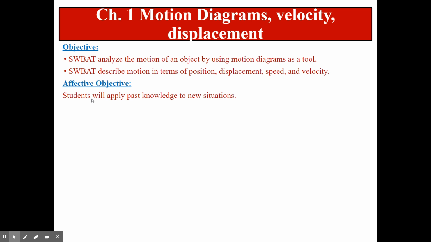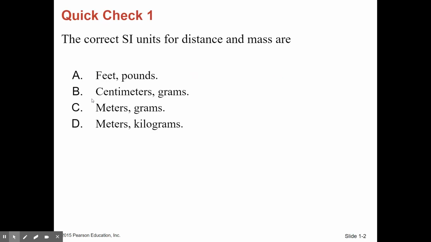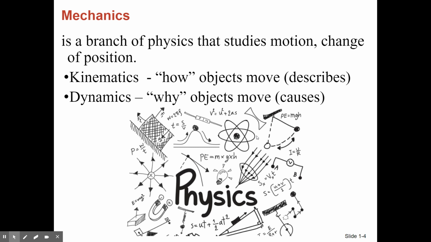Okay, before we get started, I just wanted to go through this concept check to see from what we talked about last week, which was the metric system, the SI system. The correct SI units, which is the metric system, for distance and mass are: which one, A, B, C, or D, if you think back, is the correct units for distance and mass in terms of physics and what we will use in the physics classroom? And you would be correct. The answer is D.